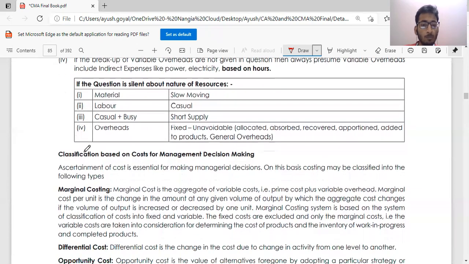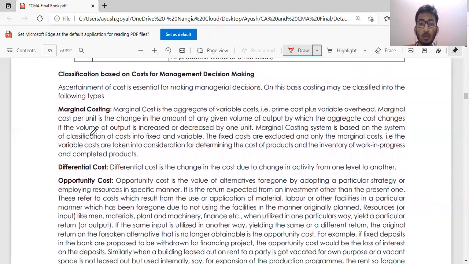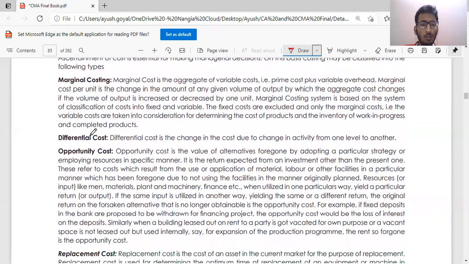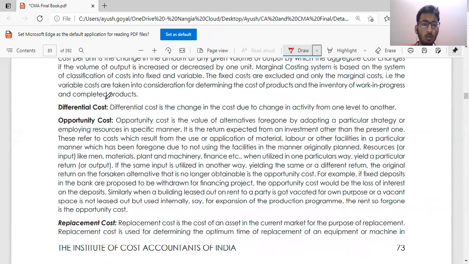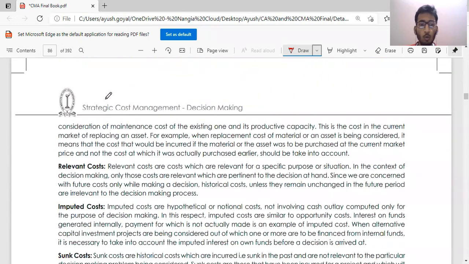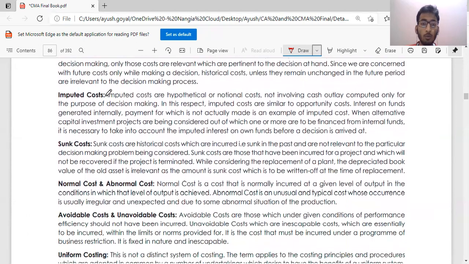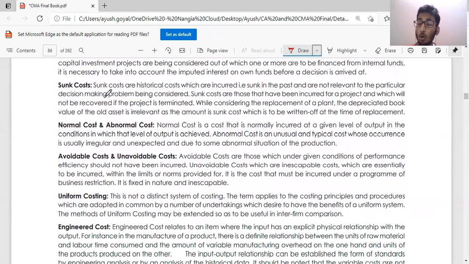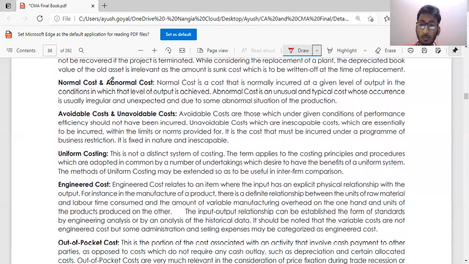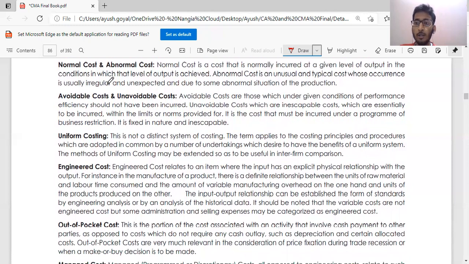Now, classification based on the cost for management decision making. We have already done marginal costing, differential costing, operational costing, opportunity cost, sorry, replacement cost. I have told you relevant cost, imputed cost, notional cost, sunk cost. I have told you normal cost, which normally occurs in that scenario, and abnormal cost, which is unusual cost or which occurs rarely. Avoidable cost could be avoided, or you can replace it with something else. But unavoidable cost would definitely occur, so that would be relevant.